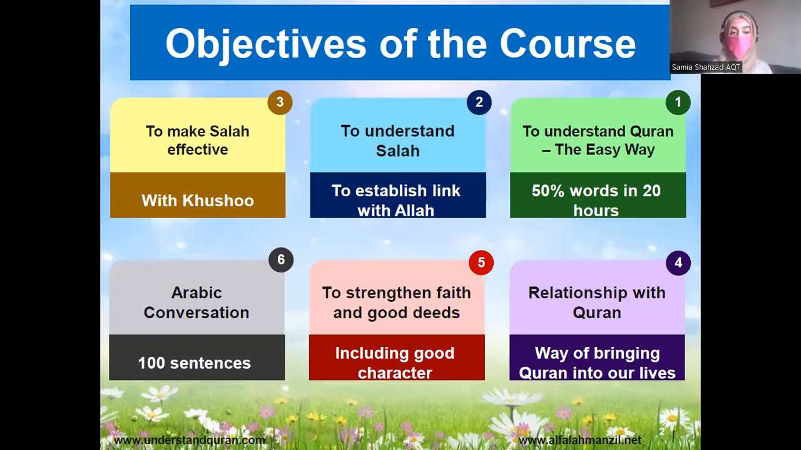We already know there are 6 objectives. First one is to understand Quran in the easiest way. Definitely, in 20 hours we are understanding 50% of the words of Quran and complete namaz, so definitely it's the easiest way. Second objective is to understand namaz. Definitely, we are actually in the form of a meeting with Allah subhanahu wa ta'ala 5 times a day. If we understand namaz, then it will be effective.